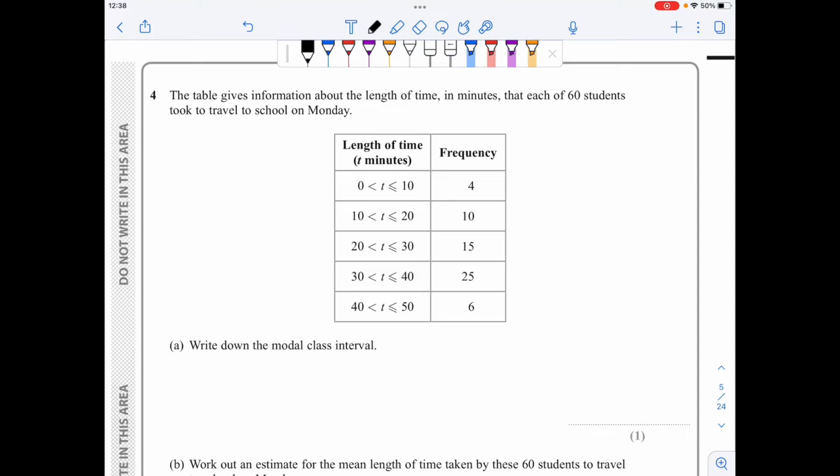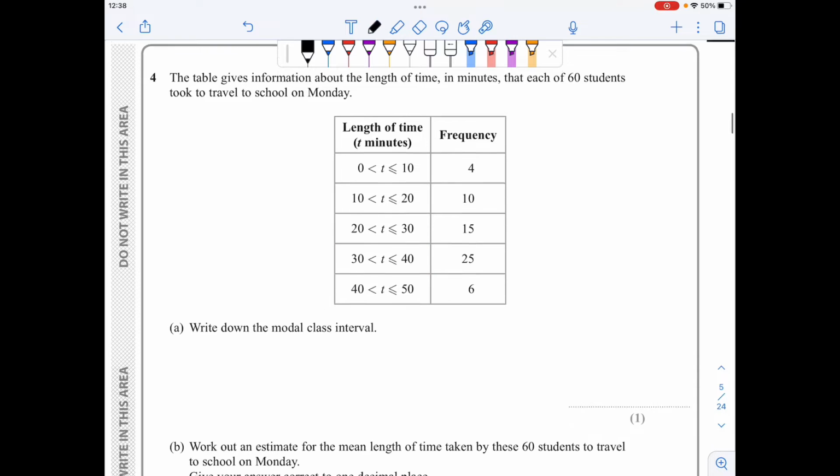In question 4 part A, the modal class is the class with the highest frequency. This is the highest frequency, so this is the answer for part A. Let's write this down.